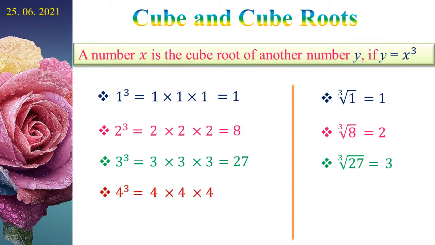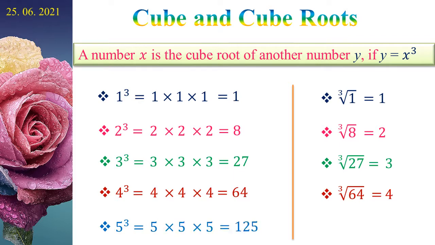4 cube equal 4 into 4 into 4 equal 64. The cube root of 64 is 4. 5 cube equal 5 into 5 into 5 equal 125. Cube root of 125 is 5. Here the numbers 1, 8, 27, 64 and 125 are the cube numbers. The numbers 1, 2, 3, 4, 5 are the cube roots of the cube numbers.